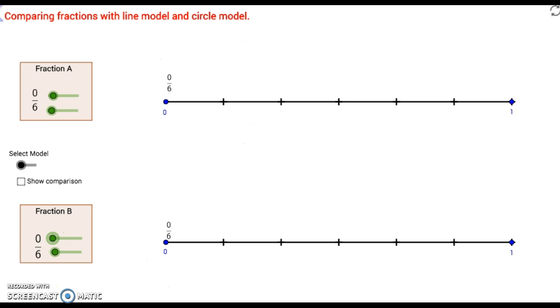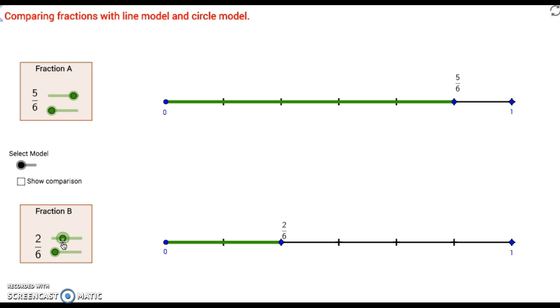Next, we are going to try the line model to compare fractions. Remember that fractions are not whole numbers, so our number line that we can see here is from 0 to 1. Let's go ahead and look at two fractions. We're going to look at 5/6 and 2/6.